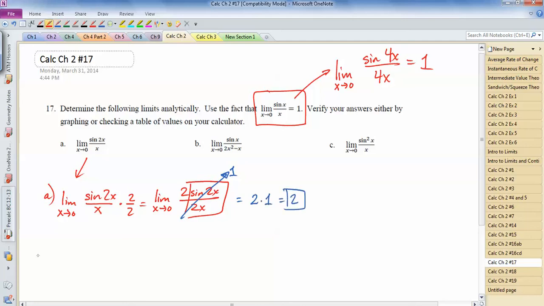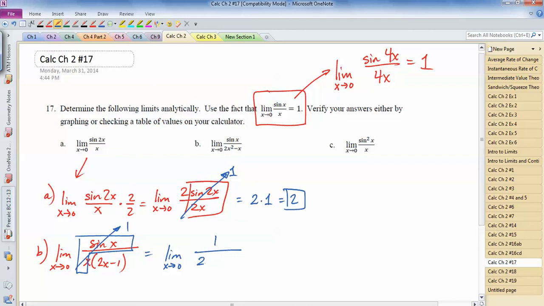Okay, so let's look at B. B says limit as x goes to 0 of sine x on top, and the bottom you can factor. I'm going to take out an x, and I get 2x minus 1 on the bottom. Well, if you look at this, there's the sine x over x. That turns into 1. So really all I'm left with here is the limit as x goes to 0 of 1 over 2x minus 1. And at this point, I can plug in the 0. So I get 1 over 2 times 0 minus 1, which is 1 over negative 1, negative 1. Right?